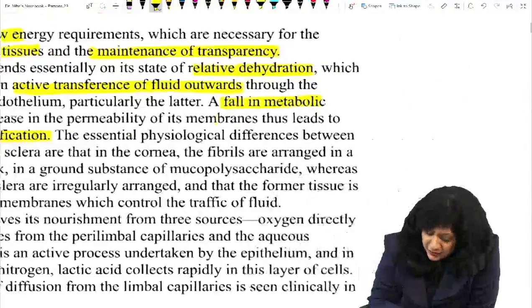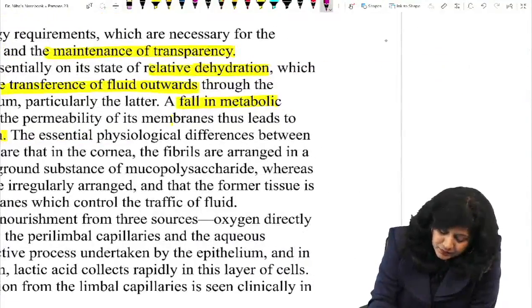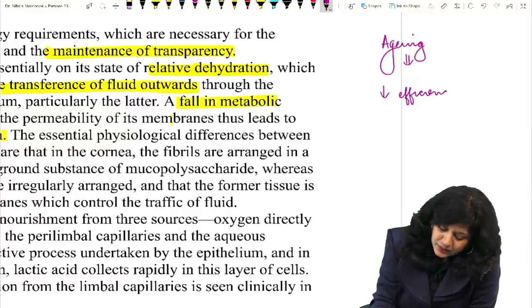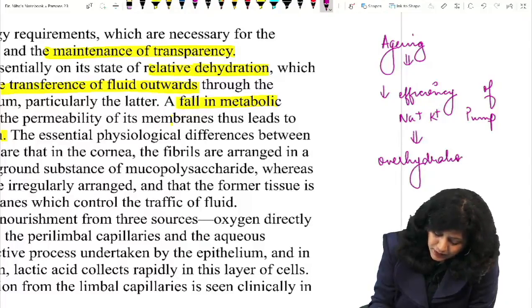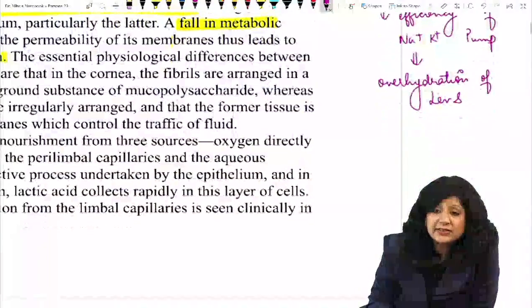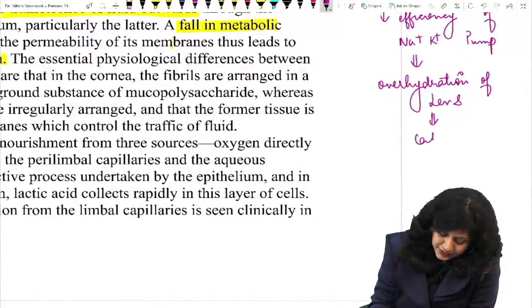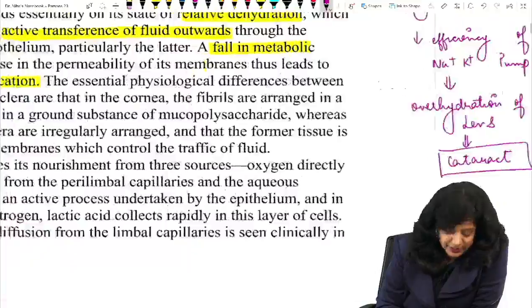Okay, so suppose aging is leading to the decreased efficiency of your sodium potassium pump. This will lead to the overhydration of the lens, and this overhydration of the lens actually leads to the cataract. That is your opacification. So they are talking about the same thing here.